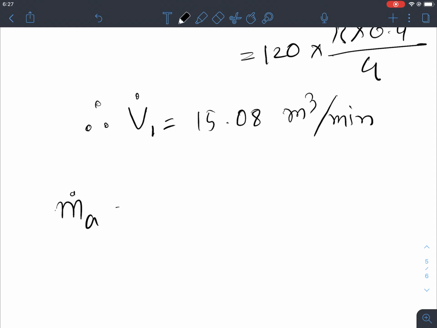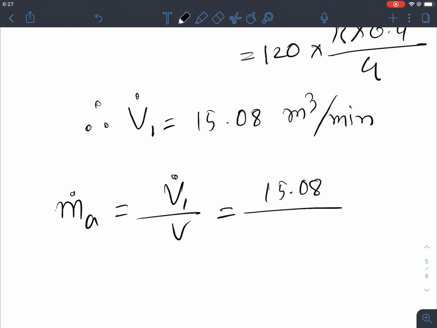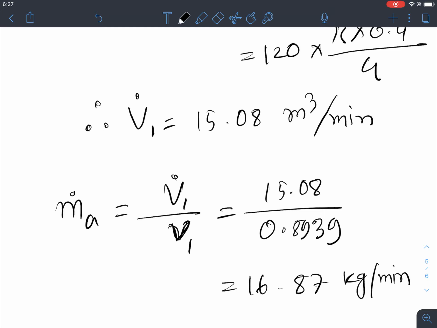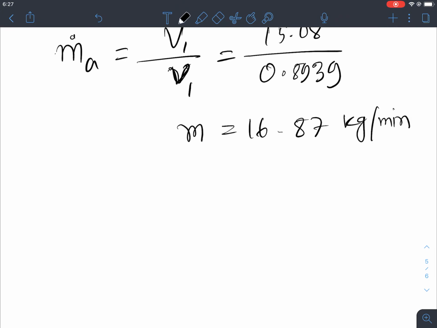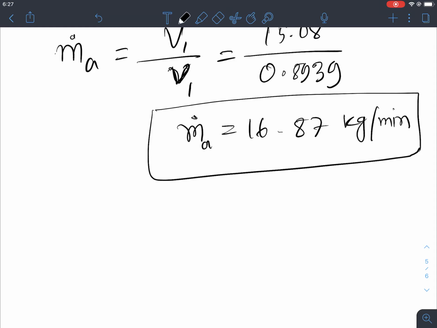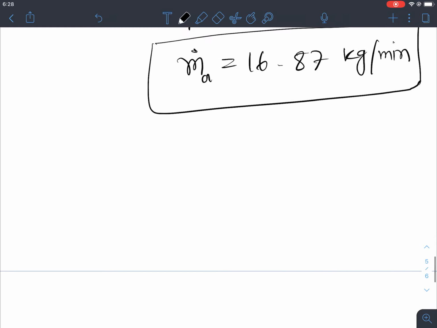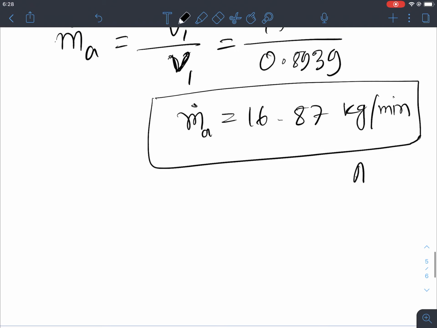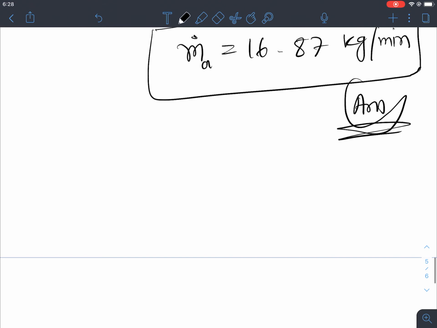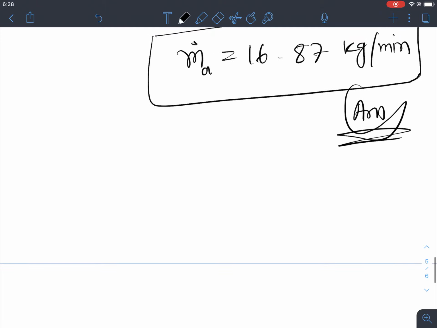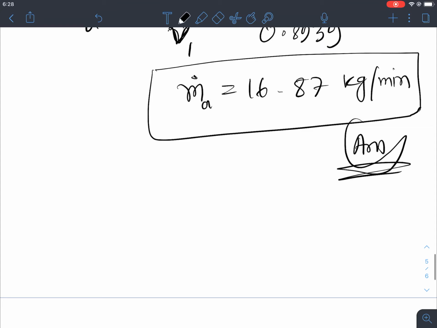However, if we want the mass flow, right, mass flow m_a equals V1 divided by v, which is 15.08 divided by the specific volume 0.8939, so it would be 16.87 kg per minute, right? So basically this is the mass flow we got, number A, and then they're asking us the other thing.